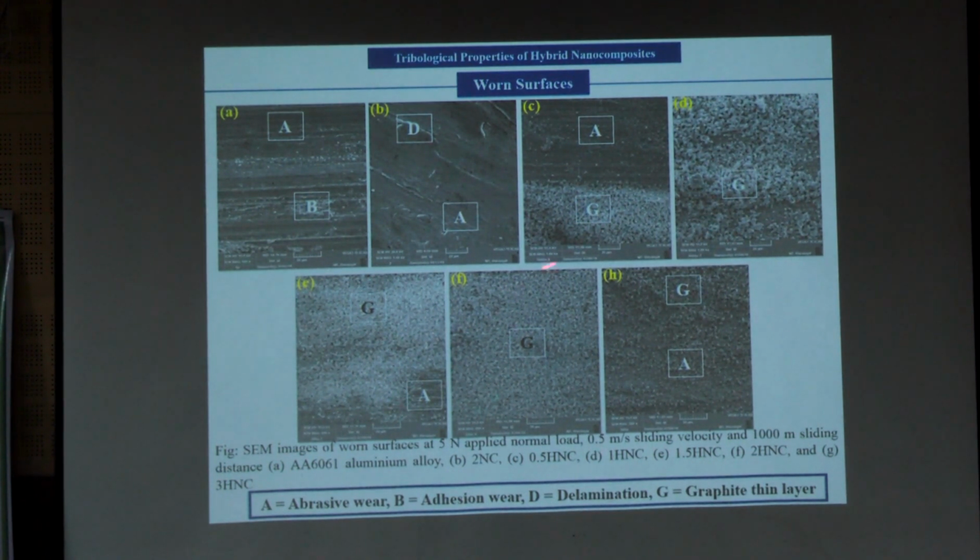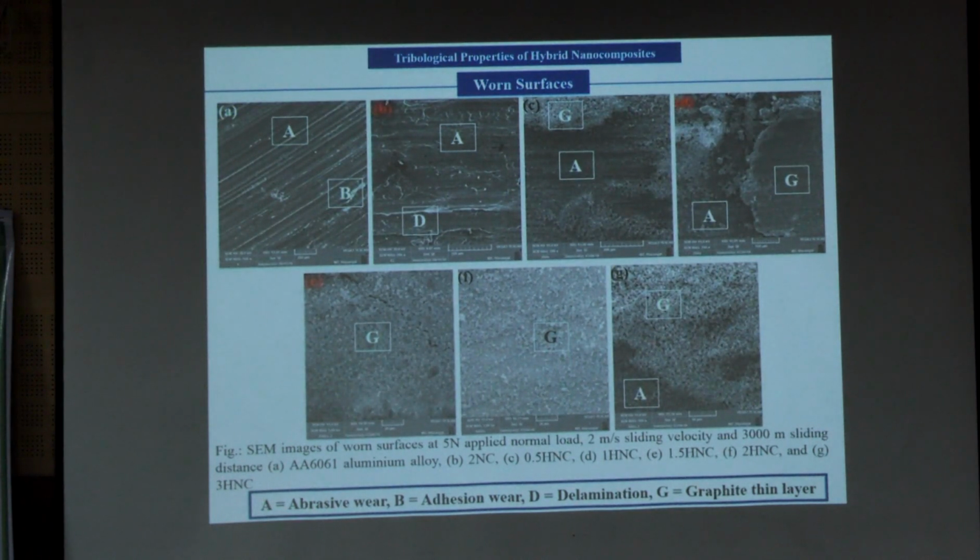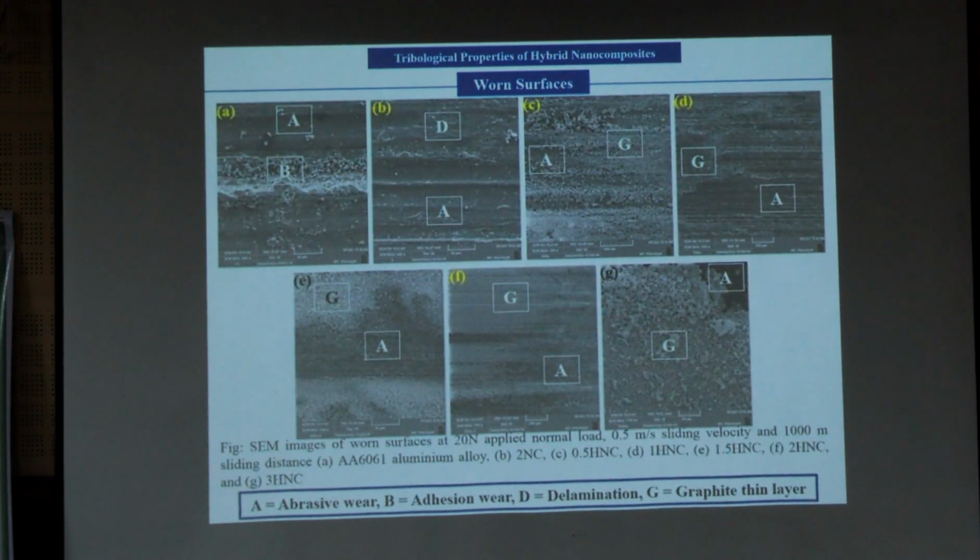Compared to this one, we can understand why at 2 weight percentage the wear rate is less and why the coefficient of friction is less. We are able to correlate between the numerical values and the images. This is also worn surfaces at different loads and different speeds. These are also the same.